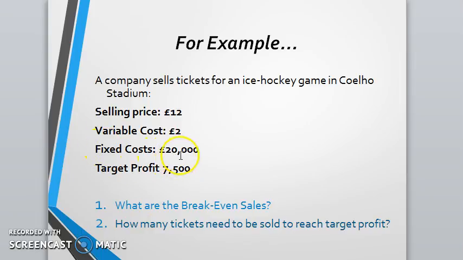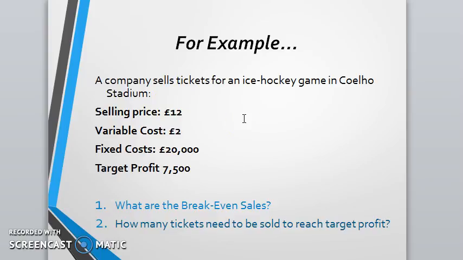Sorry, the fixed cost is £20,000. So the question is, what are the break-even sales? As discussed previously, in order to find the break-even, you must find the contribution. And in order to find the contribution, we would do the selling price minus the variable cost. So £12 minus £2, which will give you £10.